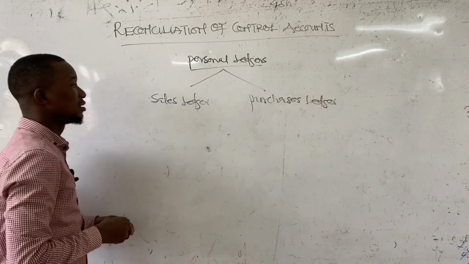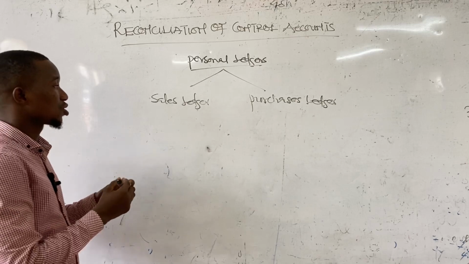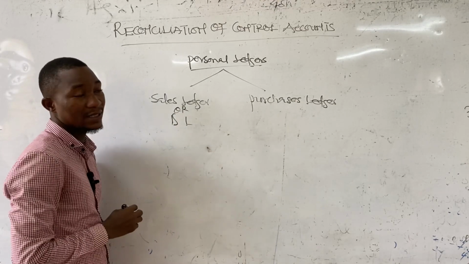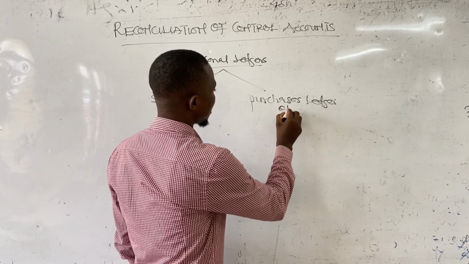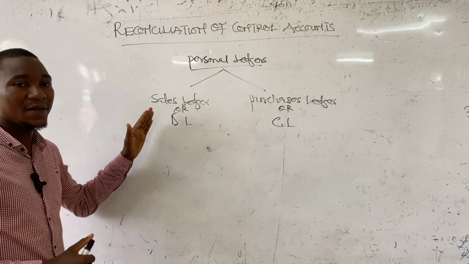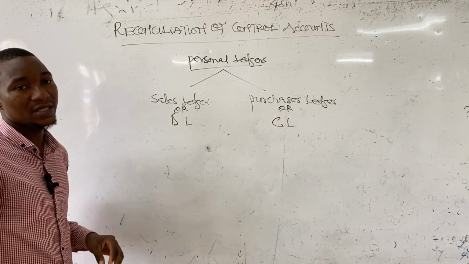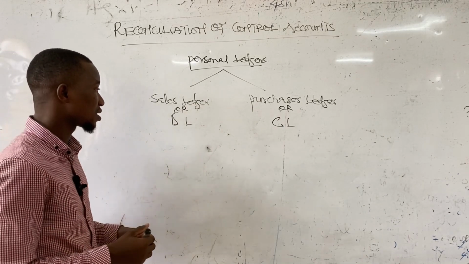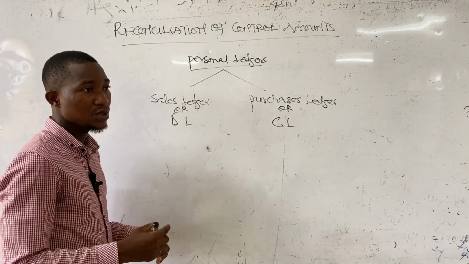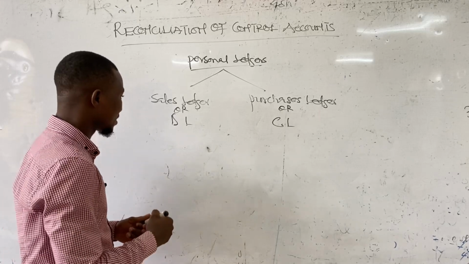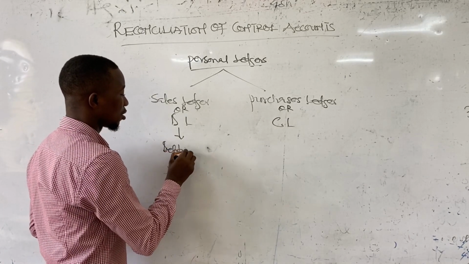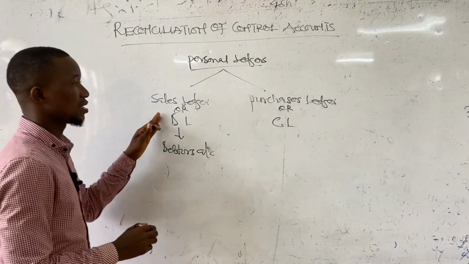Good. This sales ledger is also known as the debtors ledger. So another name for this is DL, debtors ledger. And another name for this is CL, that is creditors ledger. This sales ledger keeps records of credit customers, people we sold goods to on credit. These people, or organizations we sold goods to on credit, we call debtors. So all debtors accounts are found in the sales ledger.